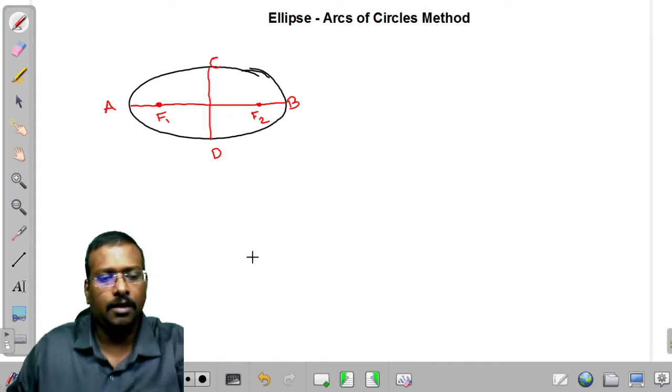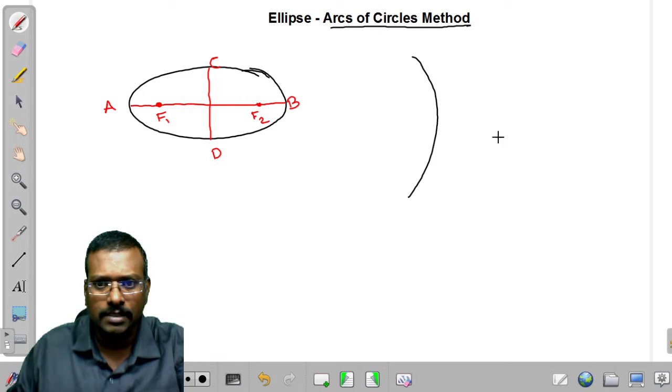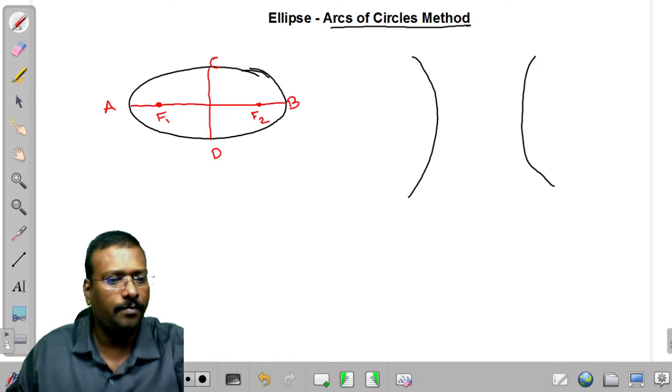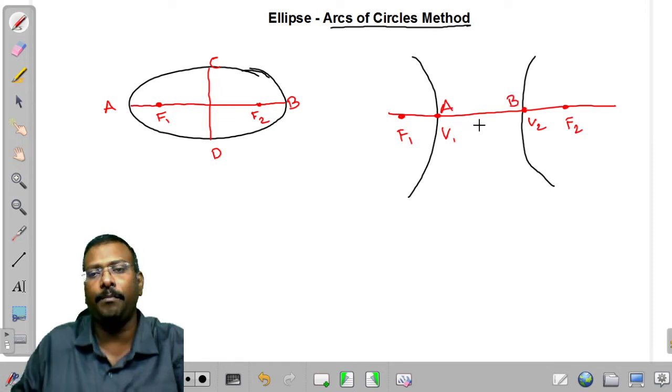Similarly, the arcs of circles method will be useful for the hyperbola also. Once this is the hyperbola, we know that this is the principal axis, and the focal points of this hyperbola are present here and here, F1 and F2. Wherever the curve intersects the axis is considered as the vertices V1, V2, but here we are considering these vertices as A, B.